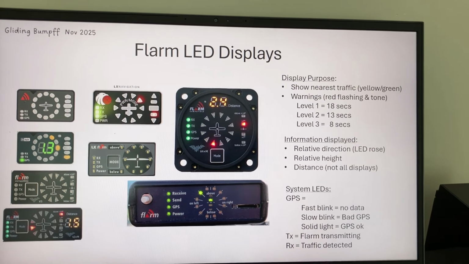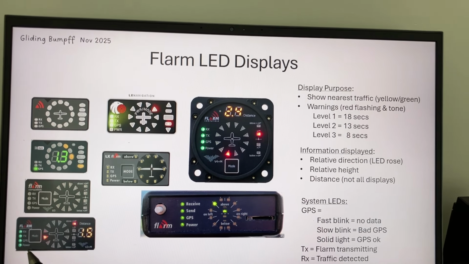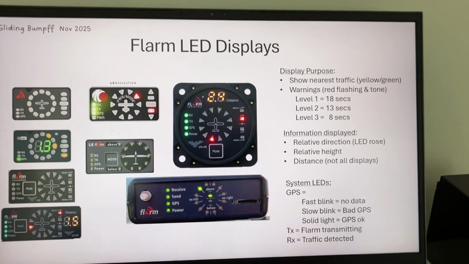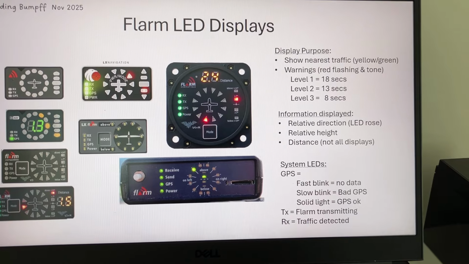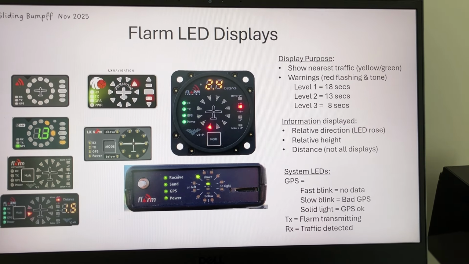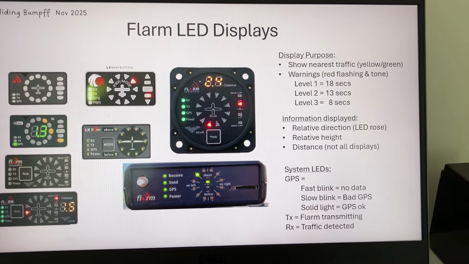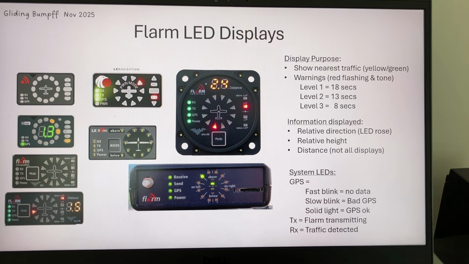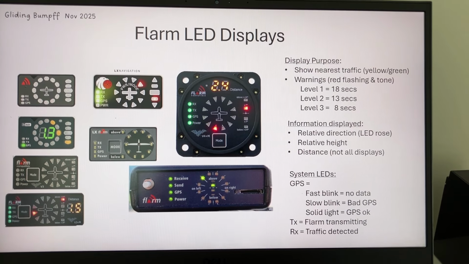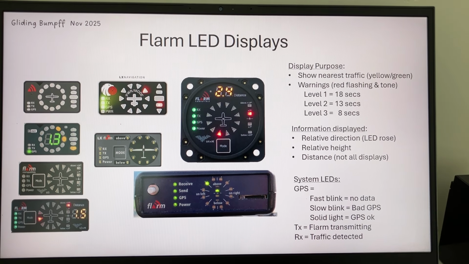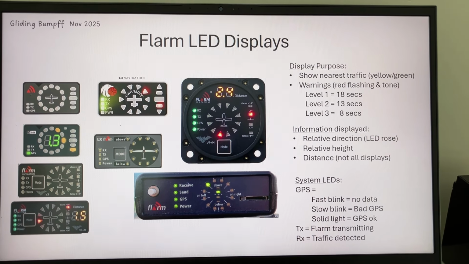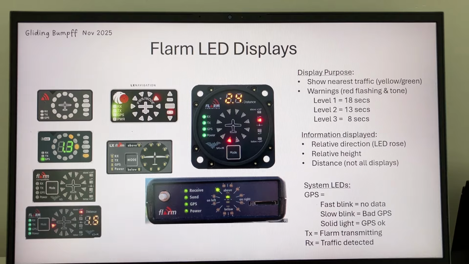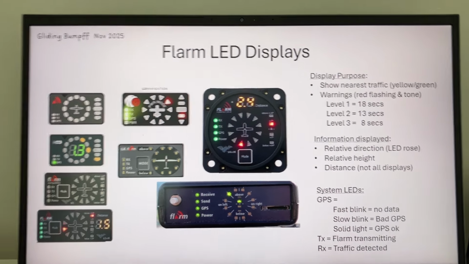There's also what I've referred to as being system LEDs. These LEDs here, for example. And typically what they display is the status of the GPS, usually, but not always. Fast blink means no data, slow blink means bad GPS, and a solid light means the GPS is good. There's what's called a TX light, and if that is lit, it means that your Flarm transceiver is transmitting to other aircraft. And then there is an RX light. If that is lit, that means that traffic has been detected. In other words, other aircraft have been detected.